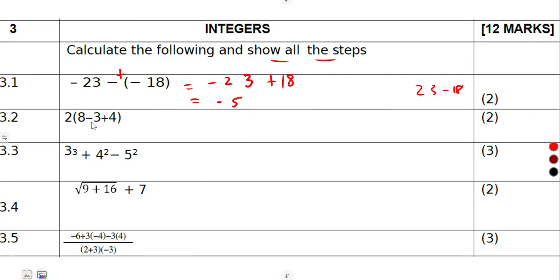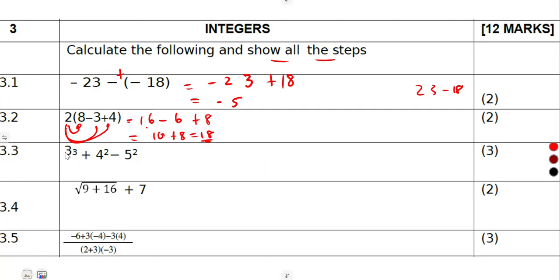All right. 2 times this. Here there are so many ways. We can simplify the bracket. 8 plus 4 is 12, and 12 minus 3 is 9. So it's the same as 2 times 9, which is 18. Or you can expand, distribute by 2 throughout. 2 times 3, 2 times 8 is 16, 2 times minus 3 is minus 6, 2 times 4 is 8. So it was going to be 16 minus 6, which is 10, plus 8, and that's 18. So many ways.